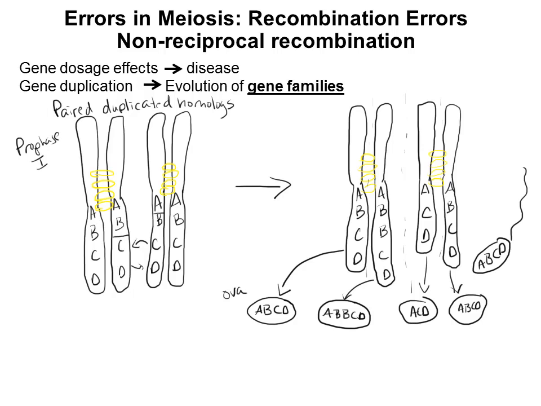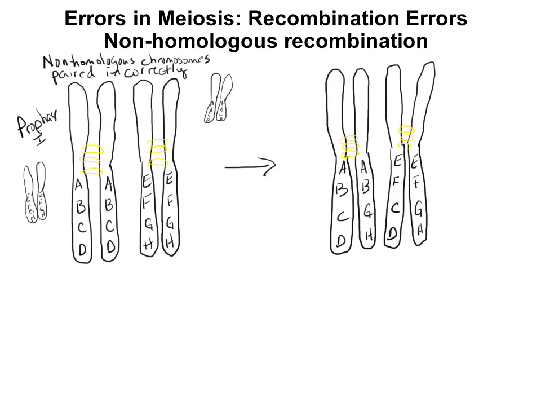But what I want to do now is talk about that second error in recombination that can happen, and that's an error where the wrong chromosomes get paired up in meiosis 1. So as we just saw under normal circumstances, what gets paired up in prophase 1 are the matching sets of homologs. So this duplicated homolog that has genes A, B, C, and D should be paired up with its partner homolog that also has genes A, B, C, and D.